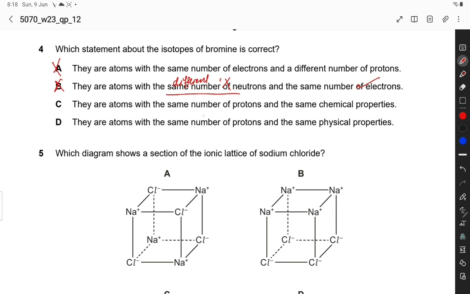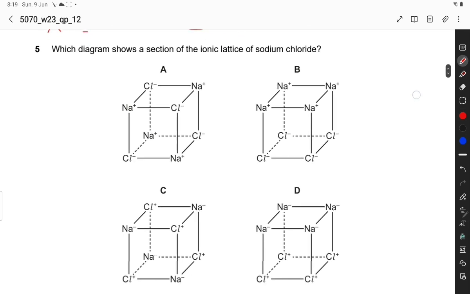They are atoms with the same number of protons and the same chemical properties. Yes, it is the correct option. They are atoms with the same number of protons and the same physical properties. Physical properties are different but same number of protons is correct, so this option is also incorrect.